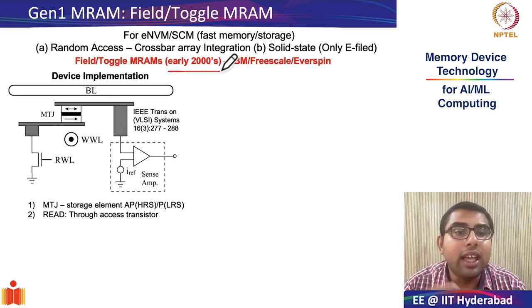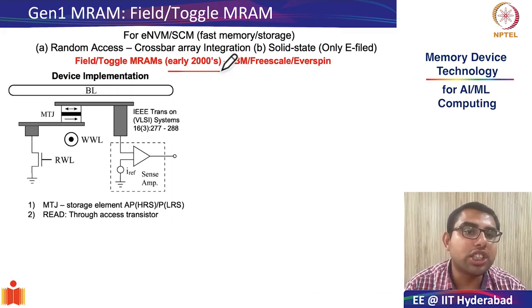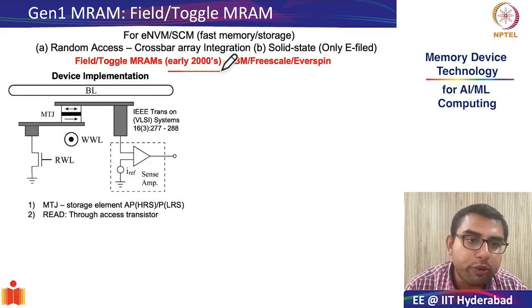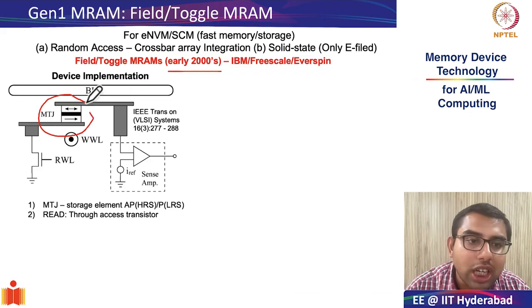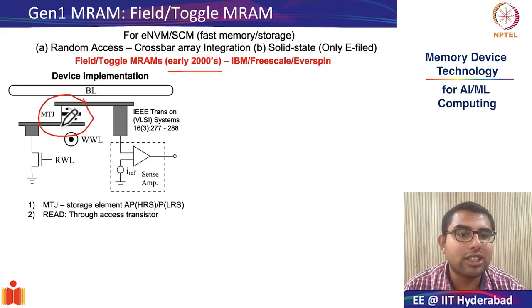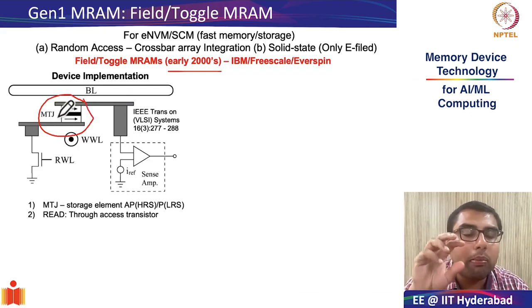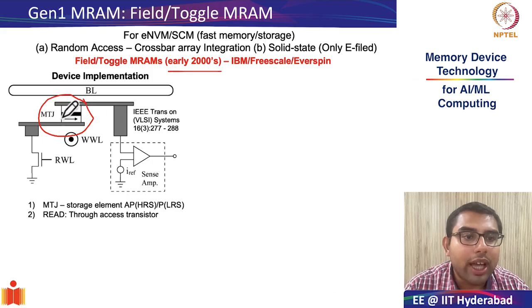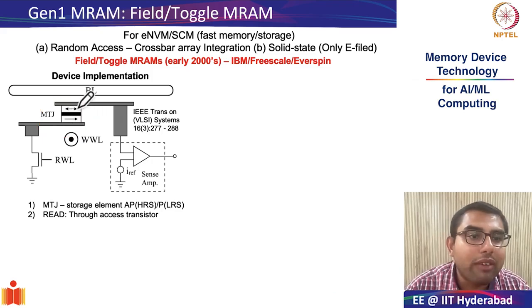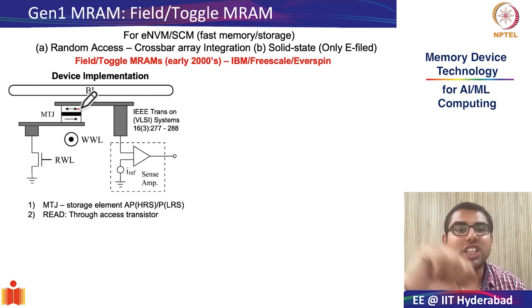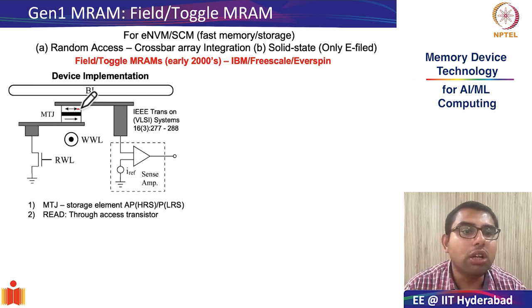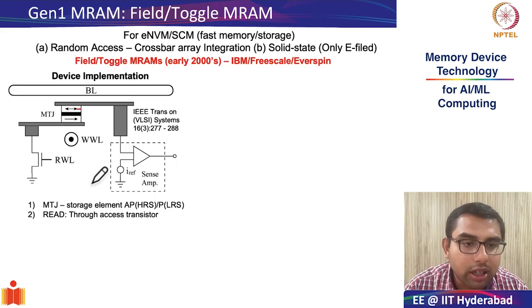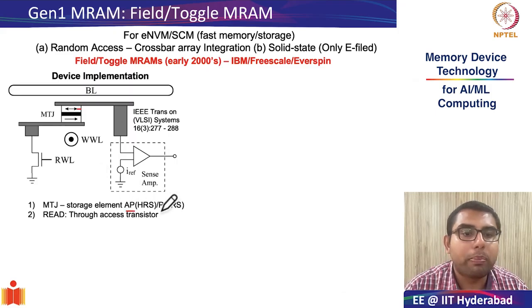So let's look at the device level implementation of a field or a toggle MRAM. At the heart of a field or toggle MRAM is again your magnetic tunnel junction. So a magnetic tunnel junction, as you can see, is your main storage element, where you have the pinned layer where the magnetization is fixed, and you have your free layer where the magnetization can change direction and come to either the anti-parallel state or the parallel state.